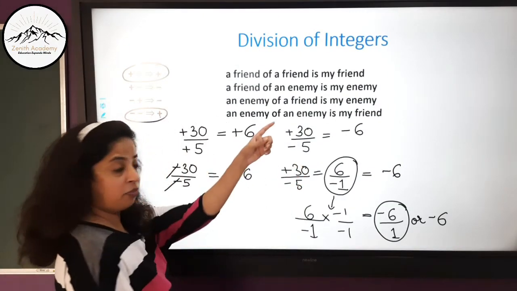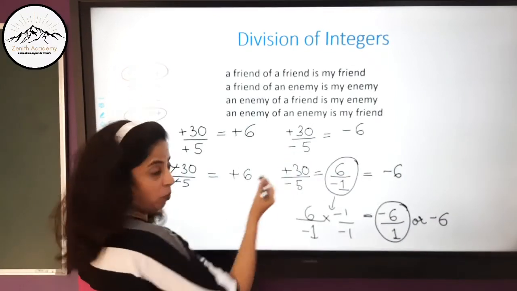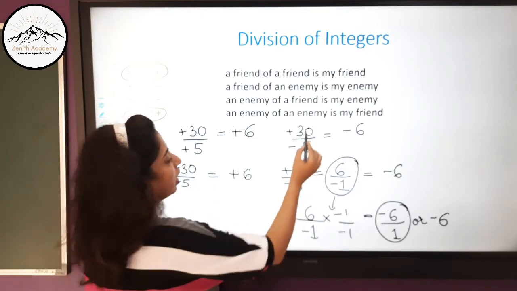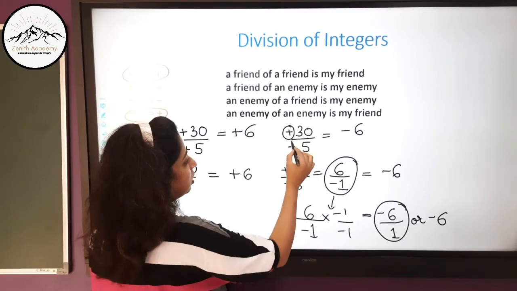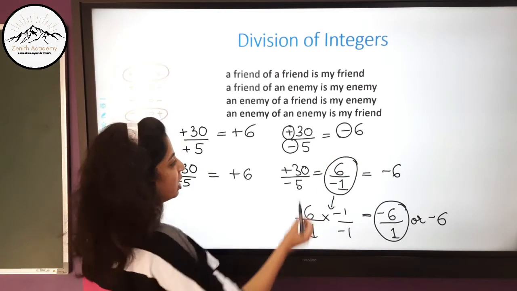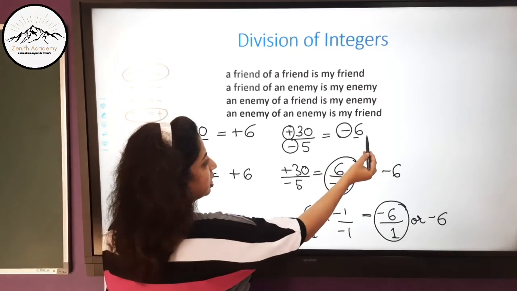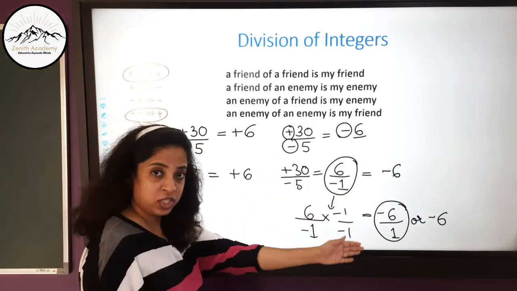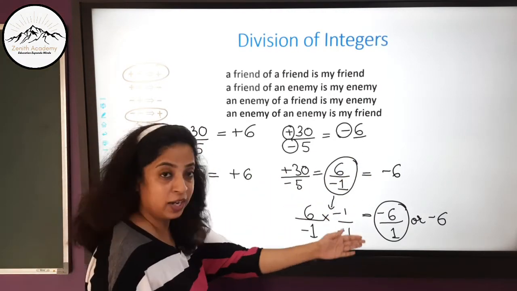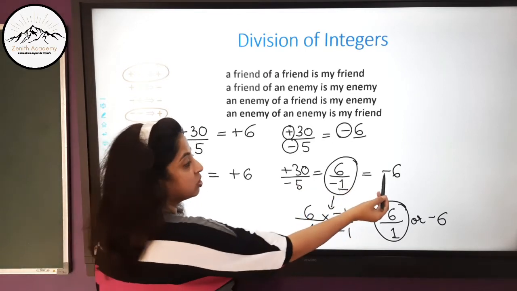So you don't have to worry whether your negative sign is in the numerator or denominator. You just see that there is one positive and one negative, so the answer will be negative, and just see the numbers: 30 divided by 5 is 6. You don't have to go so much into detail. I have just explained so that you know how 6 upon minus 1 is also equal to minus 6.